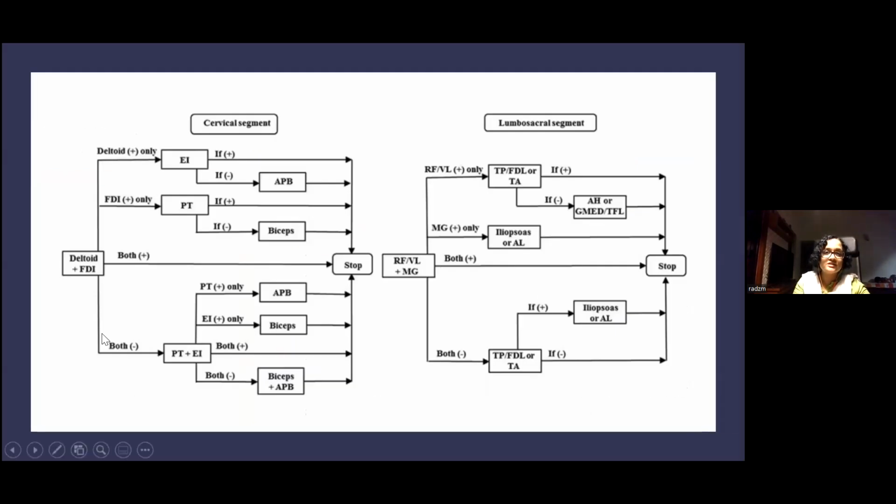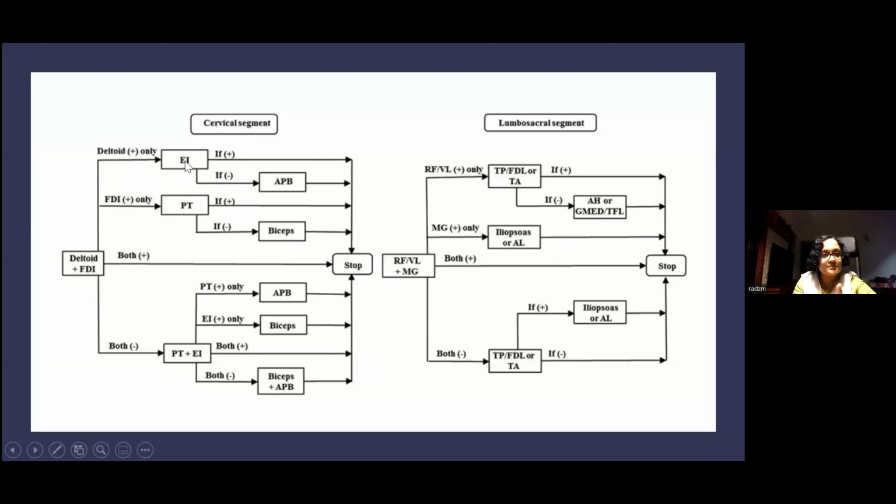So how we tend to do it in the past, we used to do multiple muscles, so many different muscles, but now it's very easy. Select a distal muscle first, either APB or FDI. APB is more painful, so FDI is better. Then go to a deltoid muscle, which is more proximal. And then if both are positive, that's it in that limb, go to the next limb.